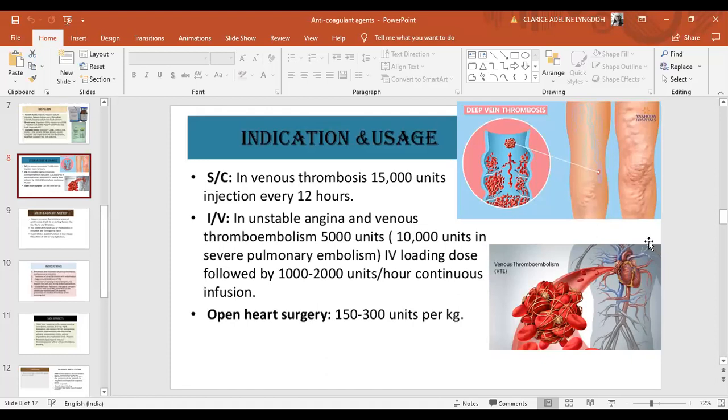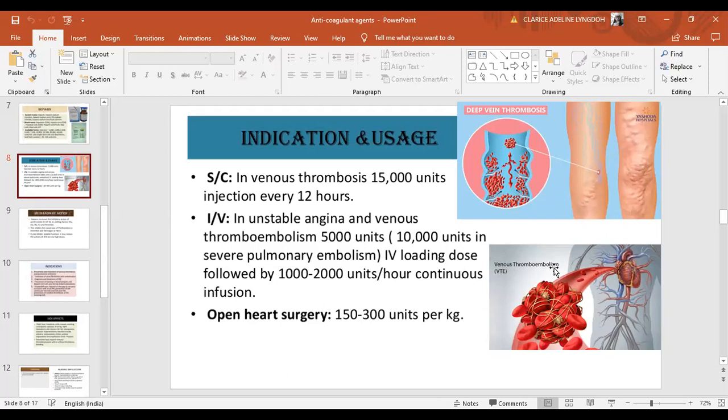So why is this occurring? Because of the clot. There can be a clot in the veins, in the deep veins. This condition is called deep vein thrombosis. In such a condition we have to give injection heparin. Then another is venous thromboembolism.